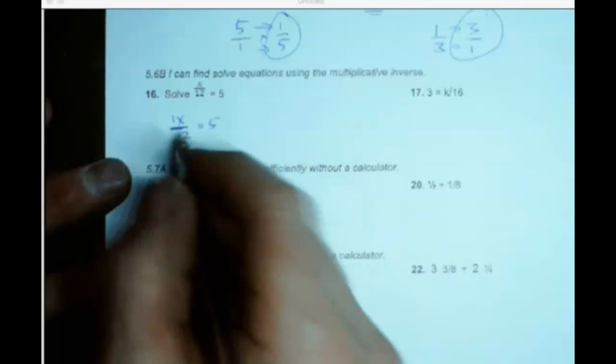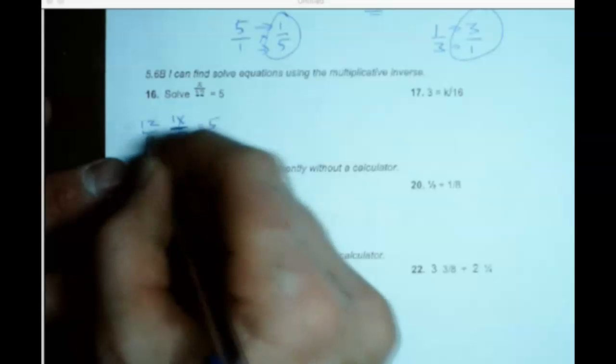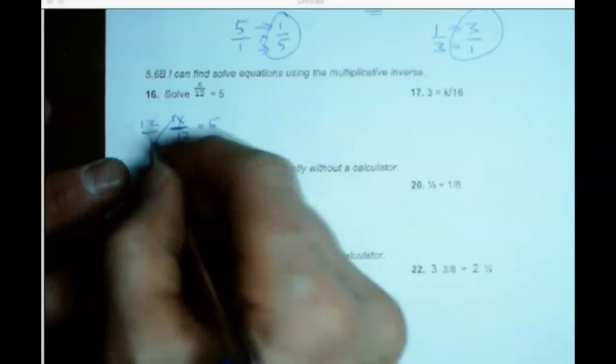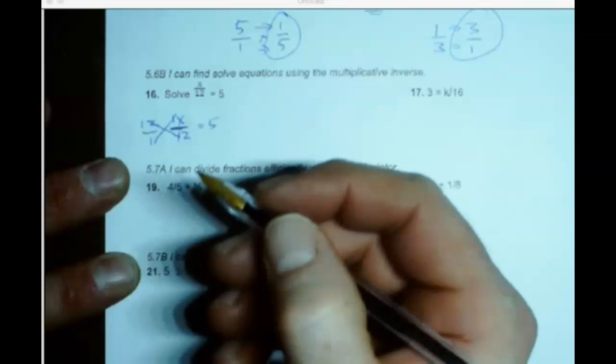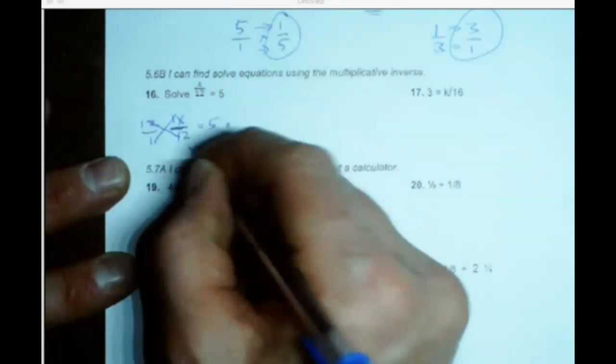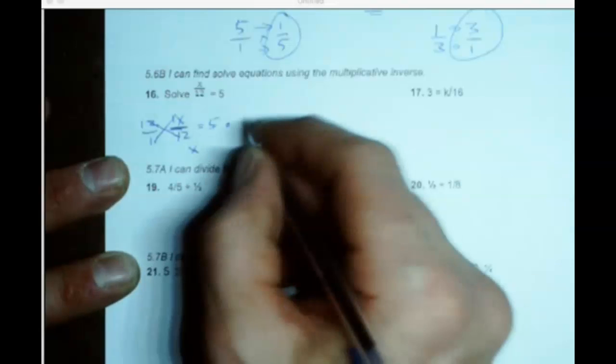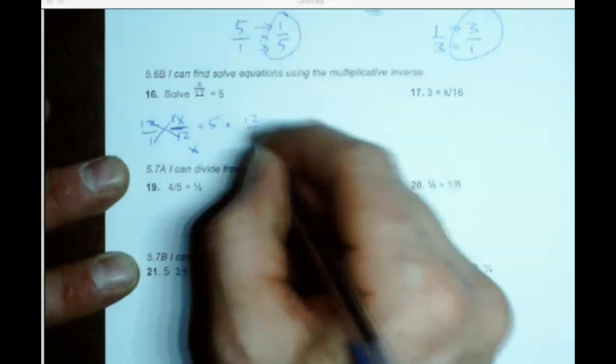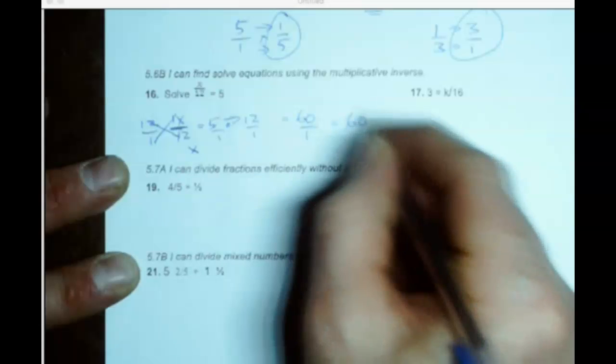So we have 1/12 here. I'm going to multiply it by 12 over 1. Notice how the 12s and the 1s cross off, leaving me just a full x. But I have to multiply that on the opposite side too. So I'm going to call that 12 over 1. Now I've got 5 times 12, which is 60. 1 times 1, which is 1. 60 over 1 is just 60. So x is equal to 60.